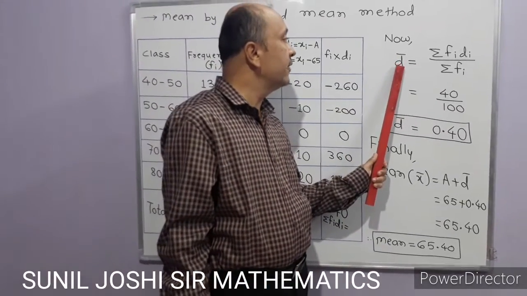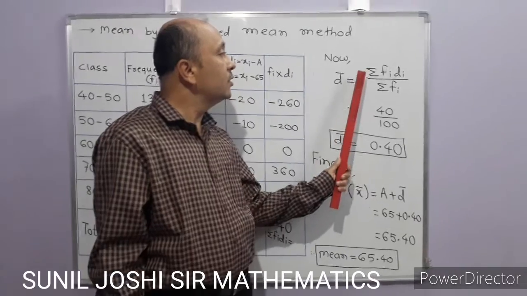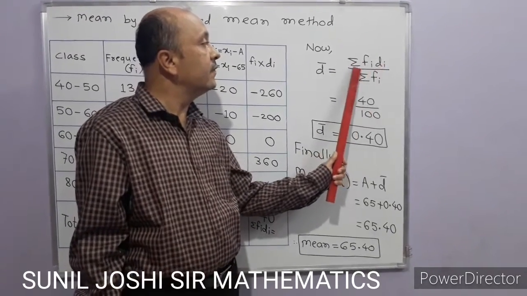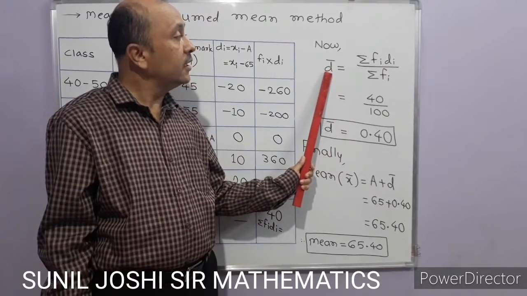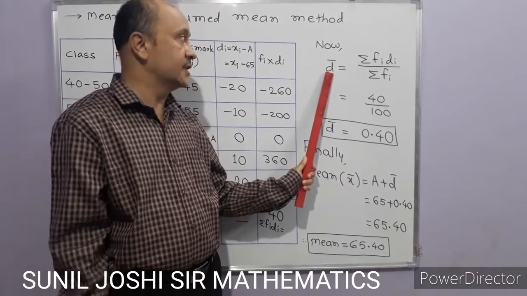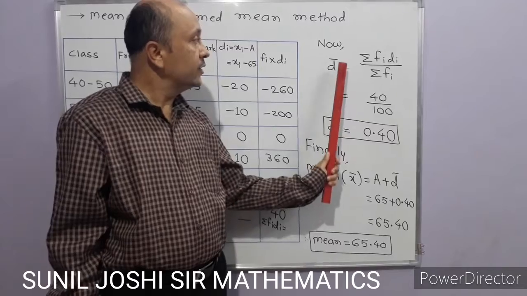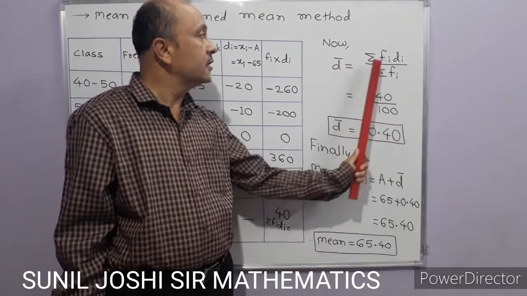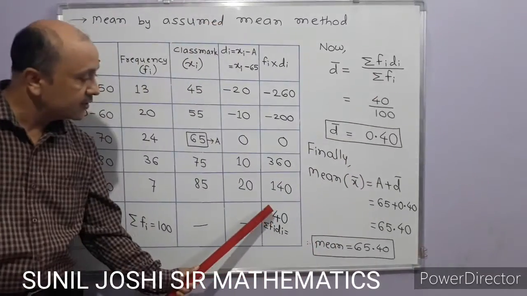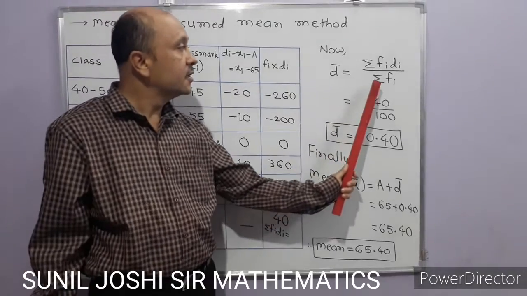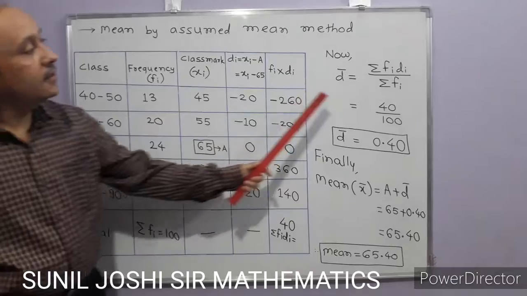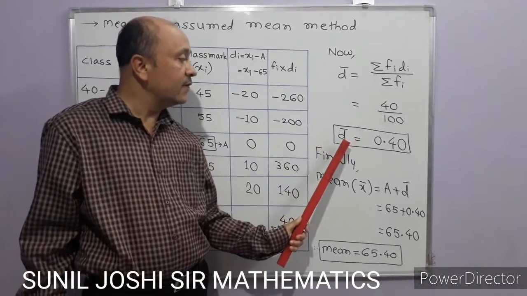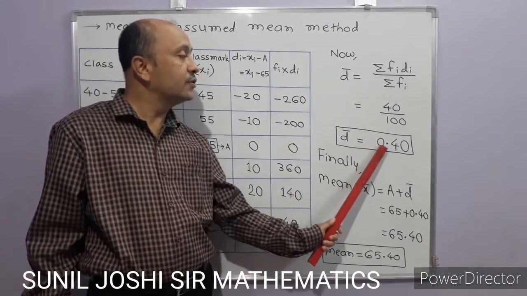The first formula we have written is d bar is equal to sigma Fi Di divided by sigma Fi. So what is d bar? D bar is the mean of deviations. So the equal to sign is written, and below it sigma Fi Di is taken from here, that is 40 is written here. Sigma Fi is 100, taken from here. And if you calculate this, you will get the value of d bar as 0.40.